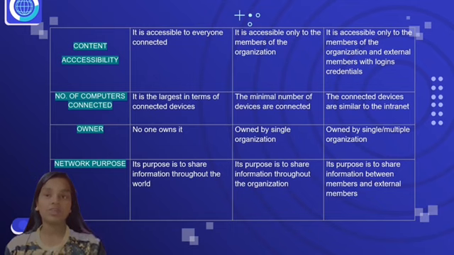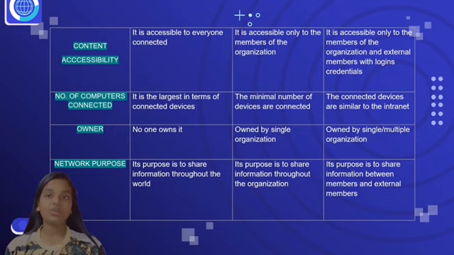It's not possible to determine the exact number of computers connected to the Internet in real time, as this information is constantly changing. For the owner, the Internet is a global network comprising a vast number of devices owned by individuals, businesses, and organizations worldwide.